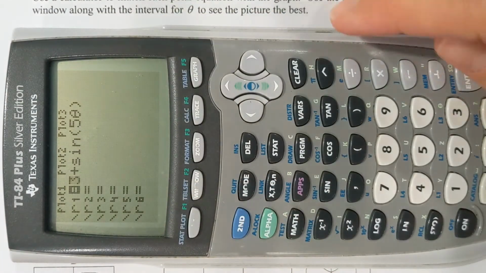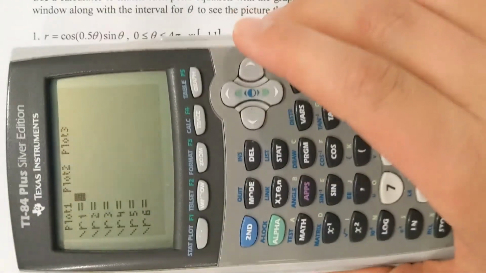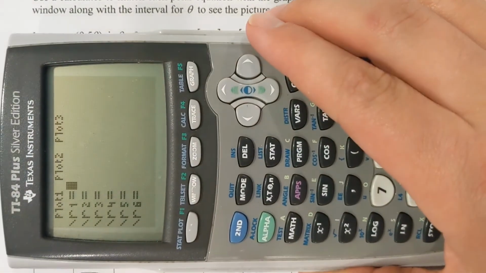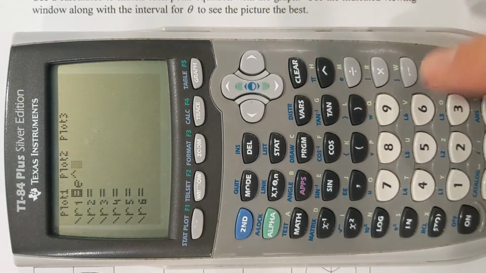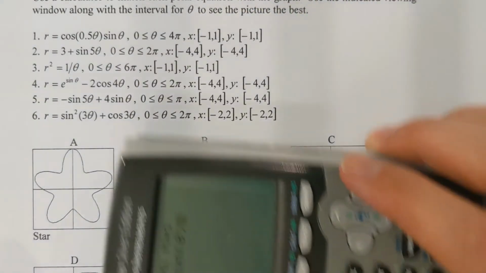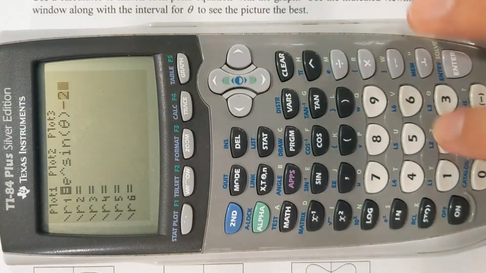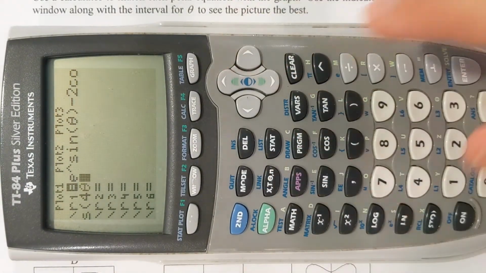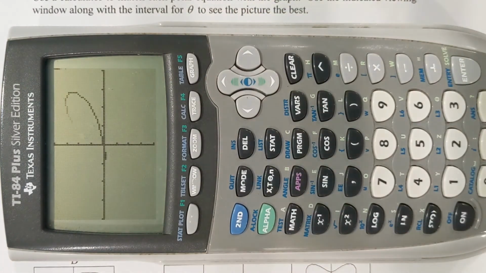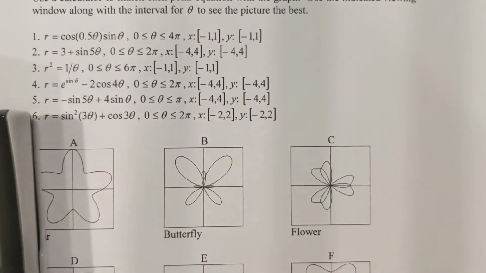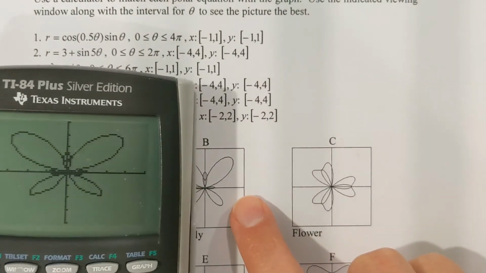So if I go back to y equals, clear that out. We're looking at r equals e to the power sine theta, and then minus 2 cosine 4 theta. And we'll graph that. And we end up getting what looks like a butterfly there. Okay, so that's going to be matched with B.